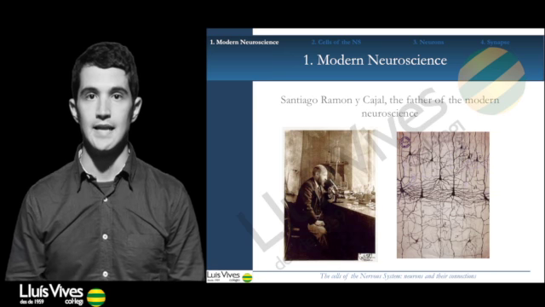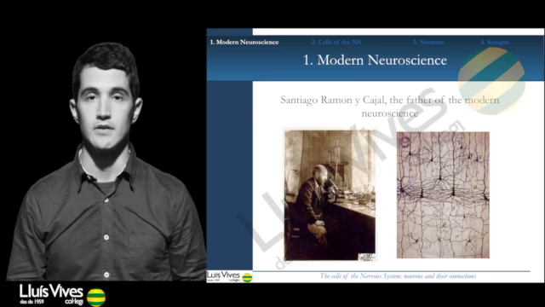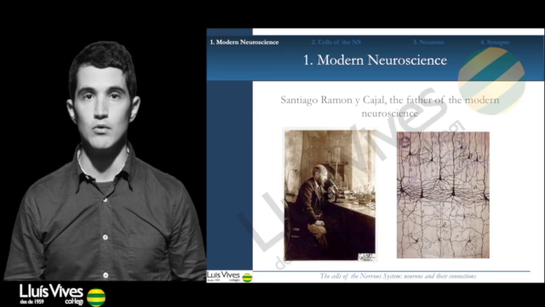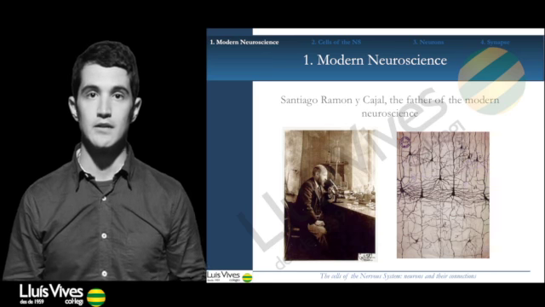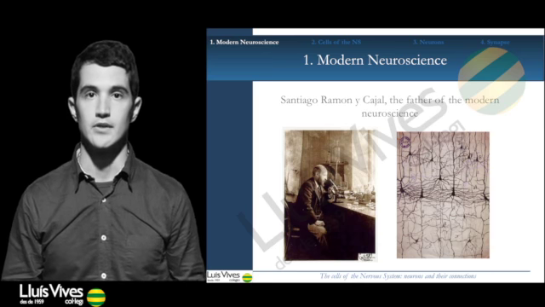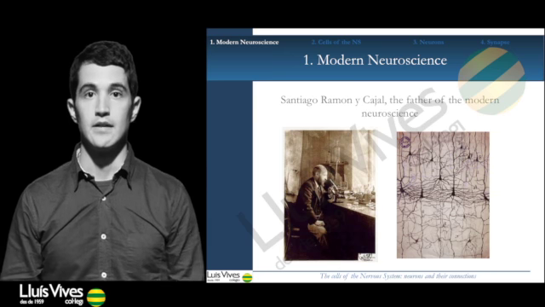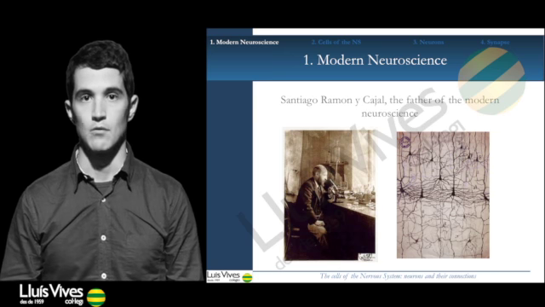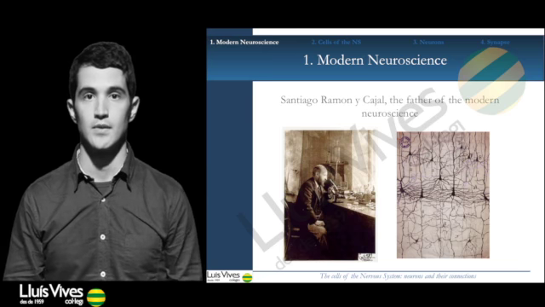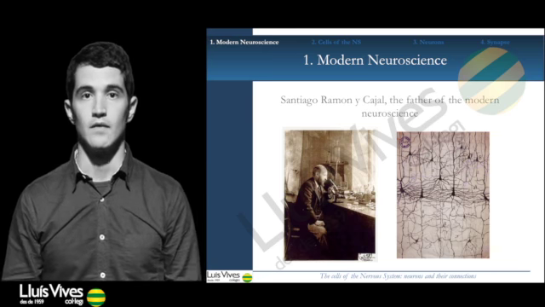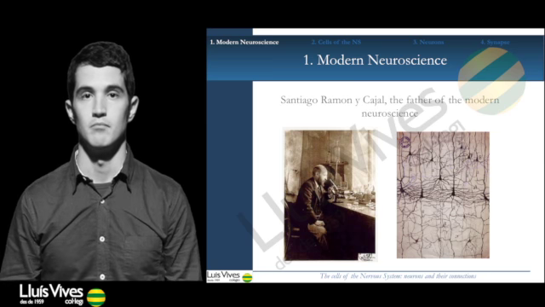It was in the late 19th century when the Spaniard Santiago Ramón y Cajal proposed that the nervous system was also made up of independent units. These independent units were called neurons. He then proposed the neuron doctrine, and he received the Nobel Prize in 1906. He was the first Spanish scientist to receive the Nobel Prize in medicine or physiology. That was the onset of modern neuroscience.